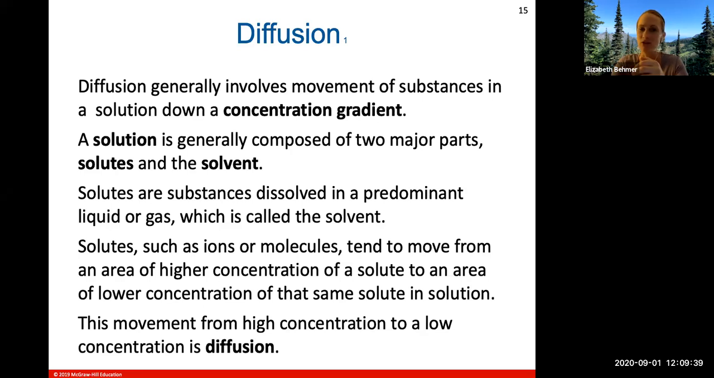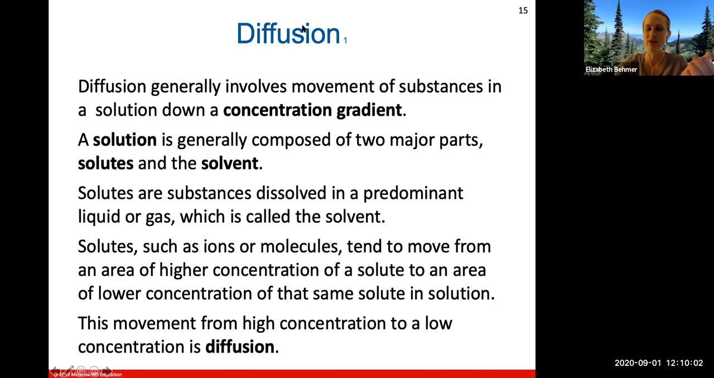So that's diffusion. Diffusion just means that a substance moves down a concentration gradient from an area of high concentration. When I first put my coffee creamer in, where that creamer goes is a high concentration creamer area. Then it'll move to an area of low concentration. The creamer will be dispersed. I don't know if you guys like coffee with creamer.